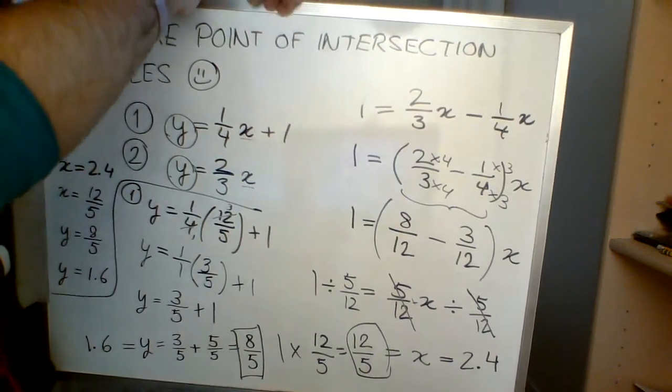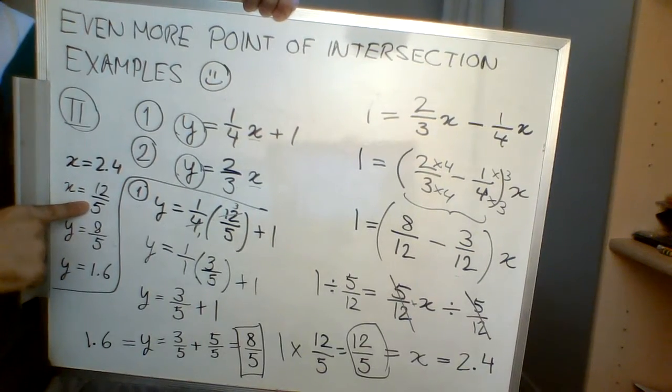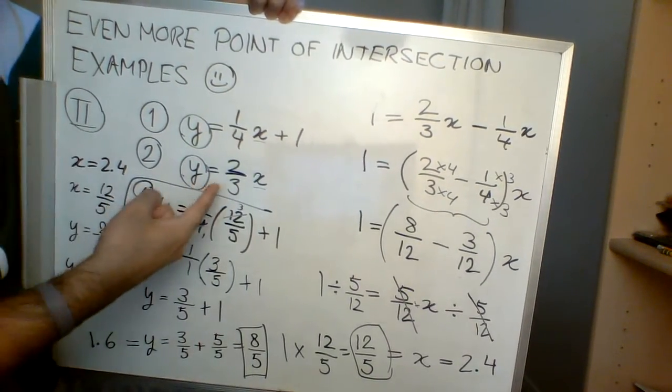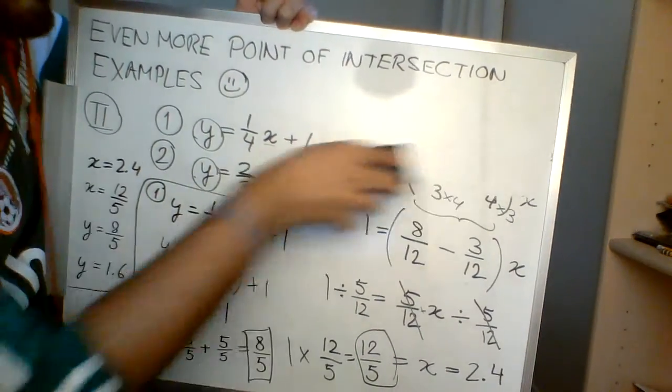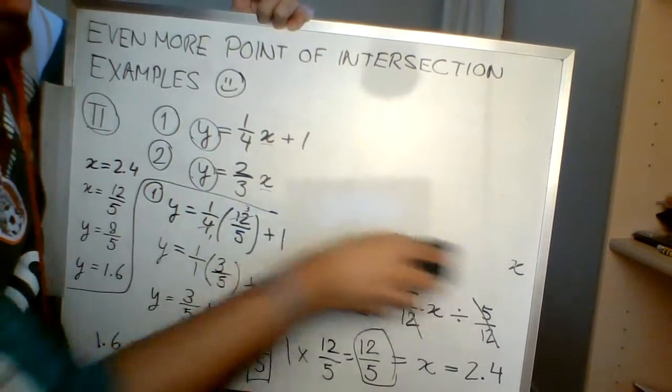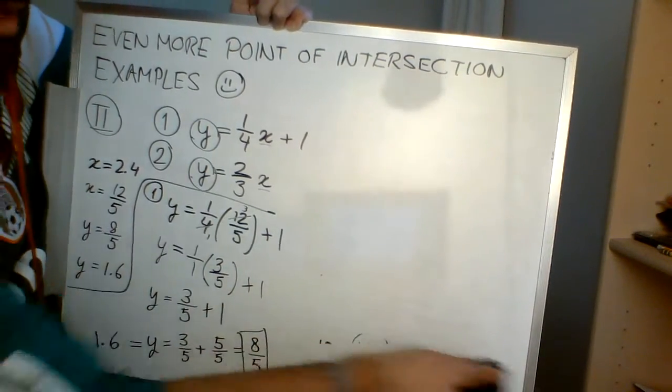But before we go ahead and graph it, let's just double check by plugging in this x value of 12 over 5 into the second equation, just to see if it comes out to the same number. And if it does, then we can be quite confident that we've done this right. I think I can get rid of this now as well.